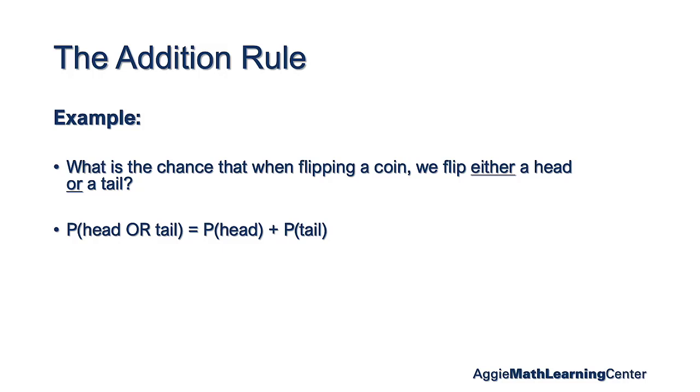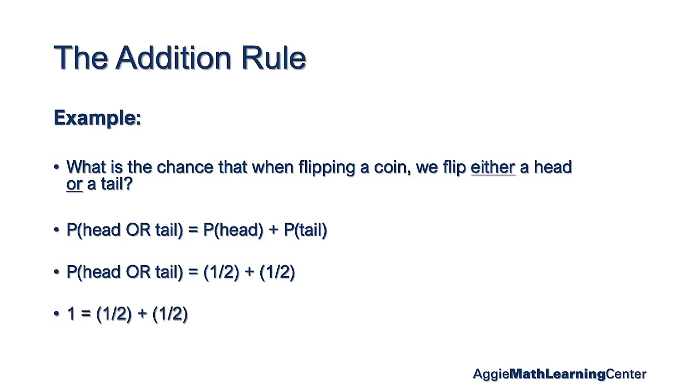The probability of head or tail is equal to the probability of head plus the probability of tail. Knowing the chance of flipping a head is 1/2 and also 1/2 for flipping a tail, we can easily solve the following. Probability of head or tail is equal to 1/2 plus 1/2. When we add these probabilities together, we get an answer of 1.